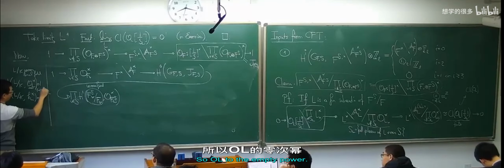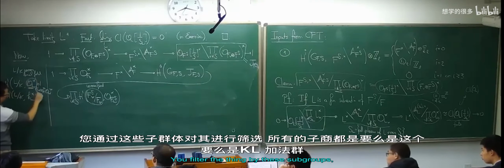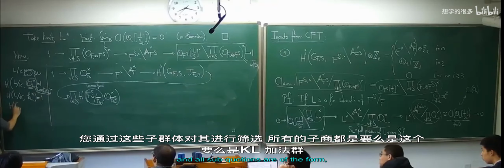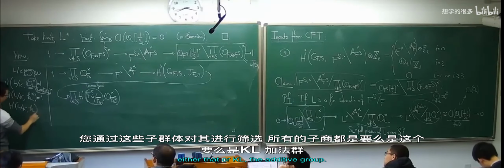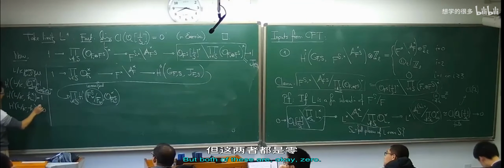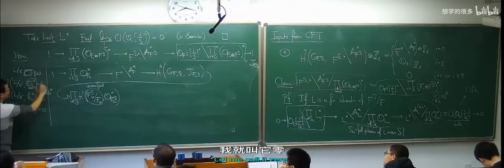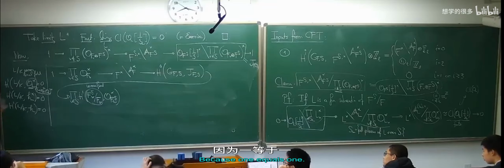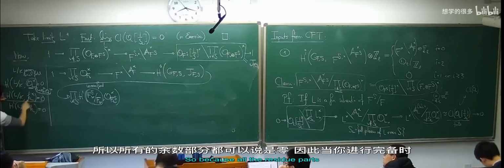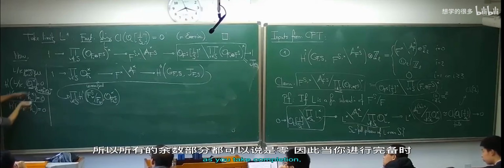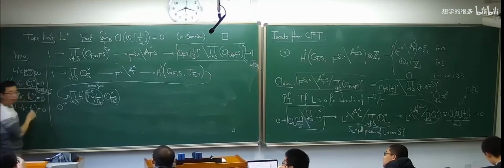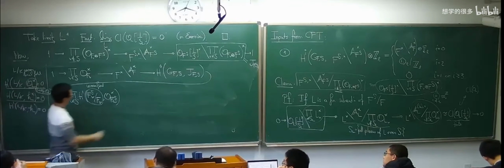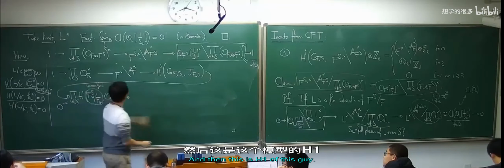So O_L to the mth power cross. You filter the thing by these subgroups. And all the subquotients are of the form either that or k_L, the additive group. But both of these are, okay, 0 maybe. Let me call it 0. Because all the residual parts are 0, therefore as you take completion, this whole integral cohomology is 0. So therefore this is 0. And then this is the H1 of this guy. I'm already computing over there.